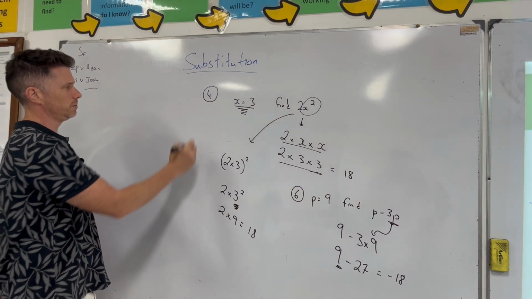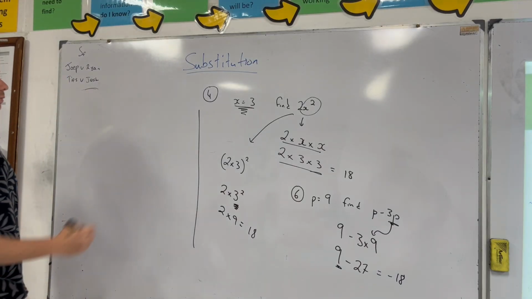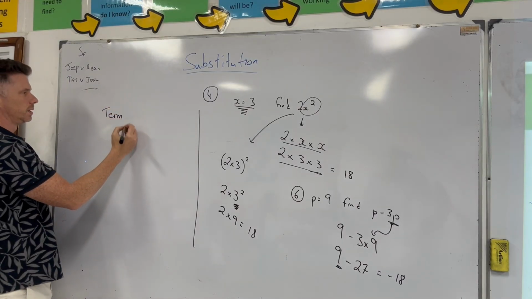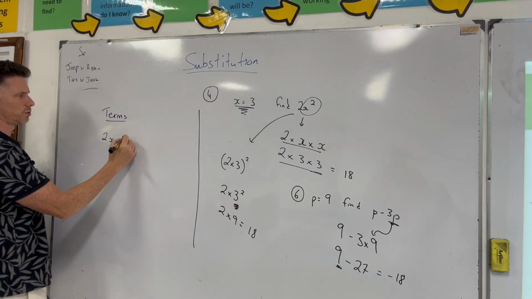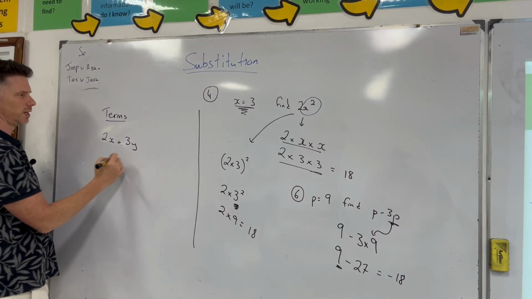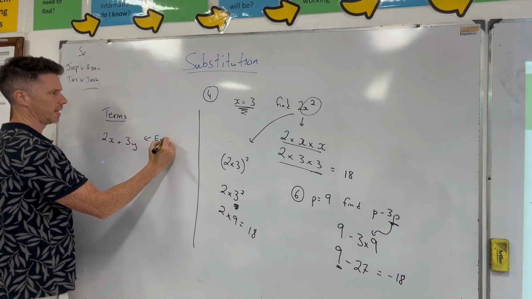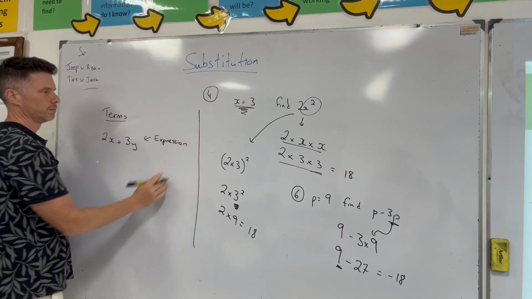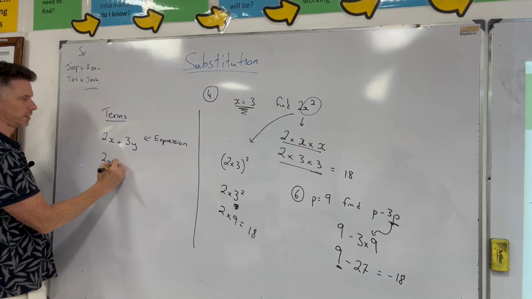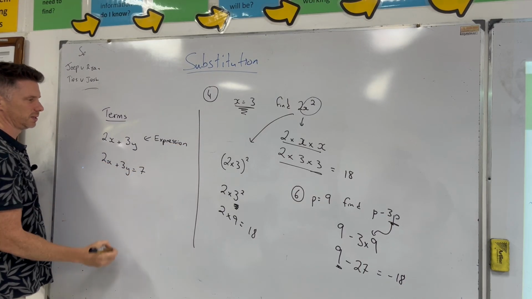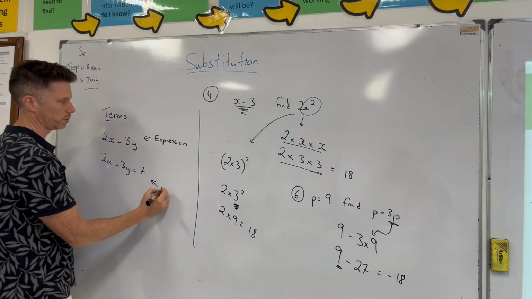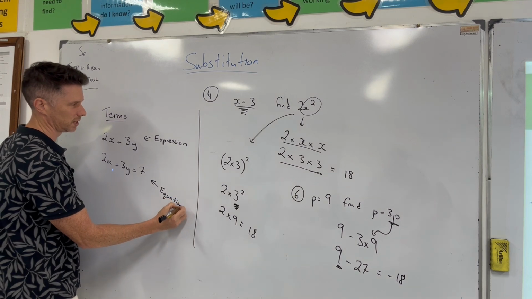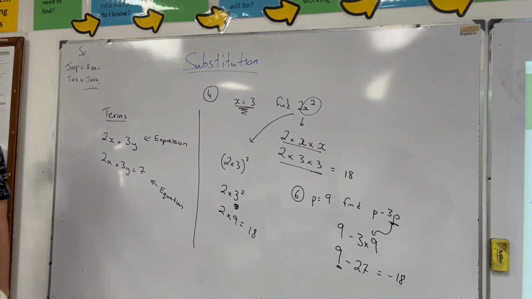There's some terminology we need to be aware of. Let's just shorten it down to terms. Something like this, when we see something like 2x plus 3y, that is called an expression, an algebraic expression. If I have 2x plus 3y is equal to 7, we've been calling this a formula. It's also an equation. What is the difference between an expression and an equation?